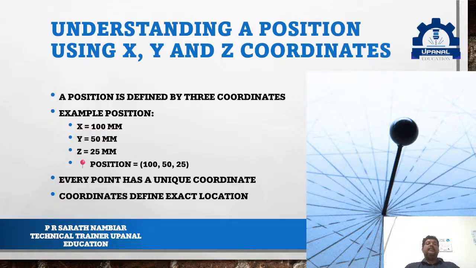Similarly, a CNC machine needs information in all three directions. For example, X100, Y50 and Z25. That means 100 mm has to be moved in the X-axis from the origin, 50 mm along the Y-axis from the origin, and 25 mm along the Z-axis from the origin. The point reached after these three movements is exactly the location represented by these coordinates.